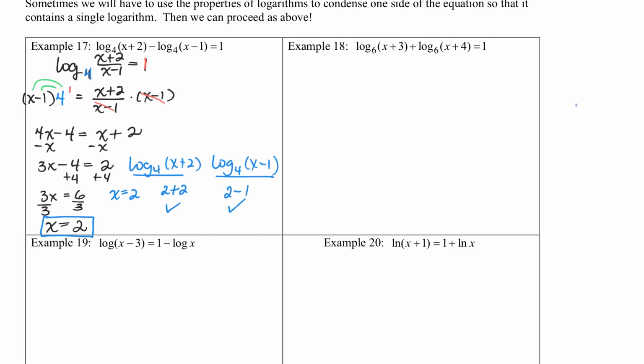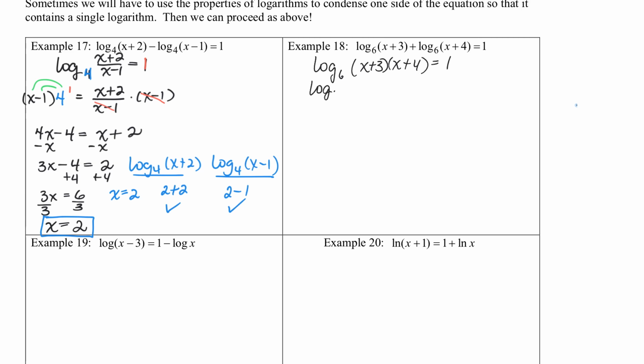In this one, I have the sum of two logarithms, log base 6 of x plus 3 plus log base 6 of x plus 4 equals 1. And I'm going to need to condense these two logarithms, and I see that I have a sum of two logs, and so I know that that is going to give me the logarithm of a product. X plus 3 times x plus 4 equals 1.